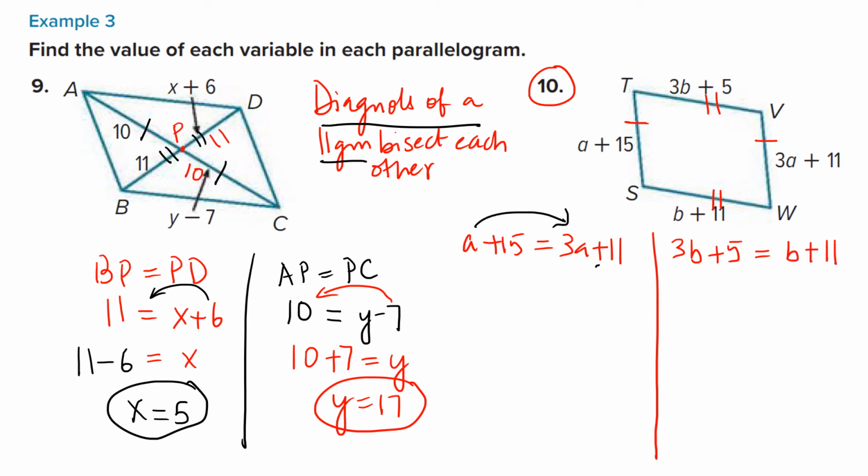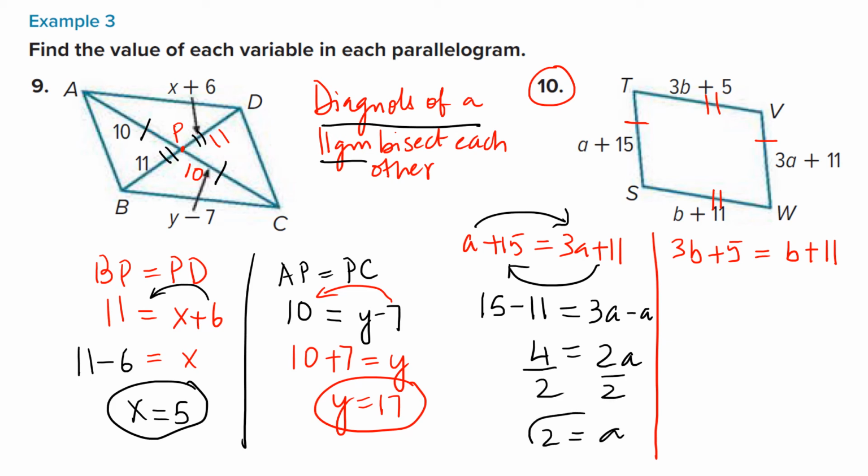Take the like terms here. I move 11 to the other side, it becomes minus 11. I move a to the other side, it becomes minus a. So 2a is 4, so divide by 2, a is 2 here. So that's the variable. Let's find b.